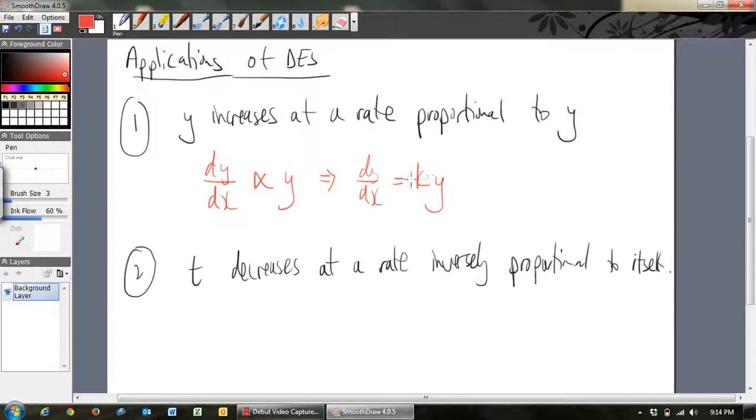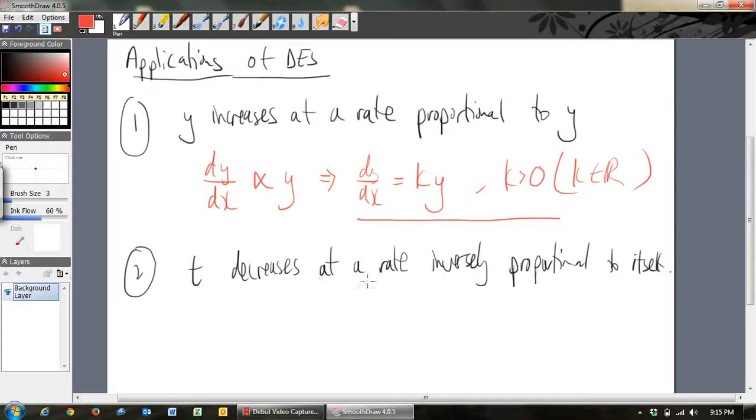Okay, and because it's increasing, this needs to be positive, and so we'll say that k will be greater than 0. And so that's how we set up this DE here. This is the DE that we've set up from this sentence. Y is increasing at a rate, so the rate that y is increasing is proportional to, so some constant k, where k is just some real number, times y.